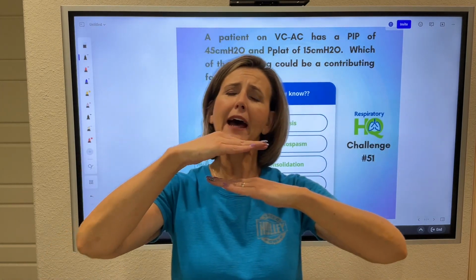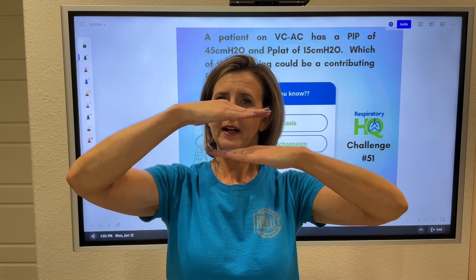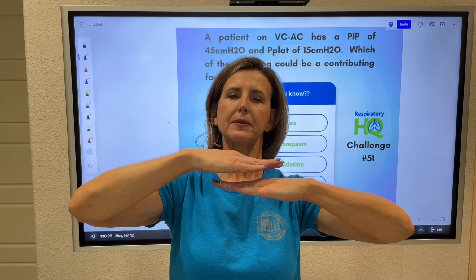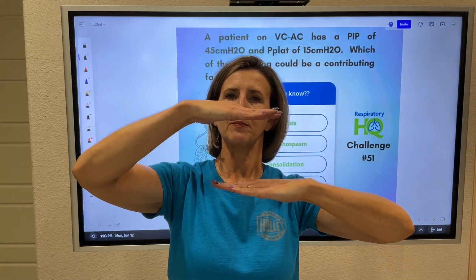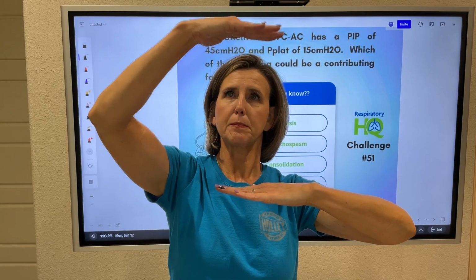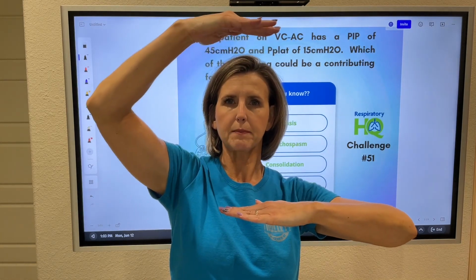All right, when we have an airway problem, there is nothing wrong in the alveoli. That pressure stays static, it stays the same. What happens though is peak inspiratory pressure will rise, and the difference between the PIP and the Plat becomes greater. Do you see how widespread my hands are?